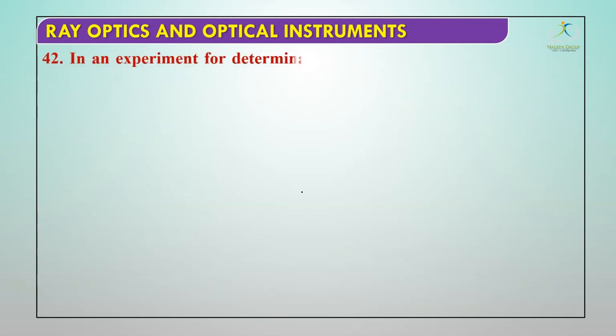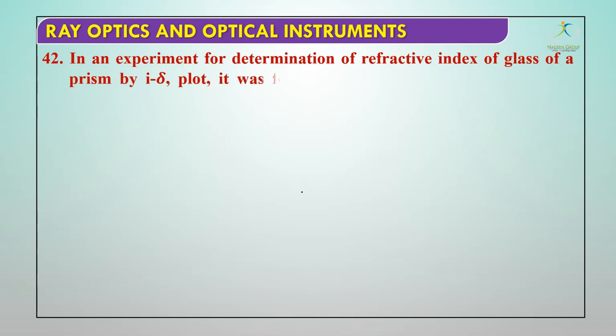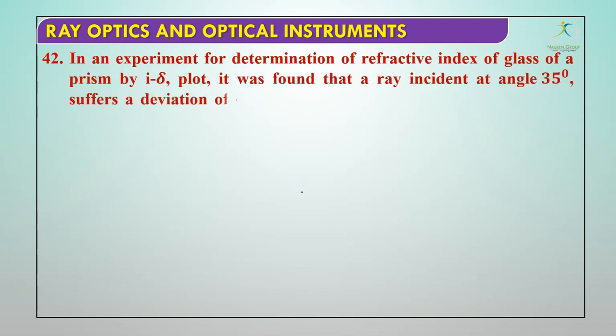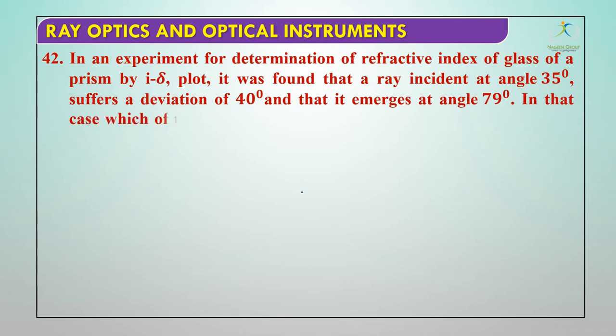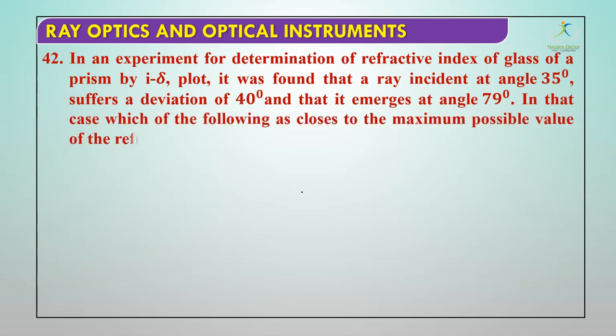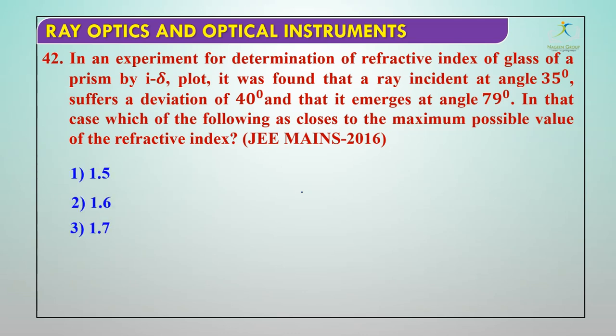In an experiment for determination of refractive index of a glass prism by the i minus delta plot, it was found that a ray incident at an angle of 35 degree suffers a deviation of 40 degree and that it emerges at an angle of 79 degree. In that case, which of the following is closest to the maximum possible value of the refractive index? 1.5, 1.6, 1.7, 1.8. The correct answer for this question is 1.5.